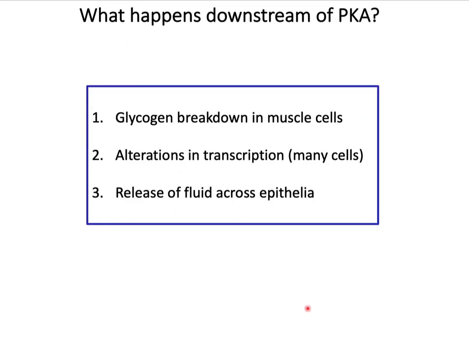So up until now, all cells that are signaling through the G protein coupled receptors do the same thing. They activate adenylyl cyclase, you have accumulation of cyclic AMP, and then finally activation of protein kinase A or PKA. So what happens downstream of PKA depends on cell types. And we are going to look at 3 examples of what happens downstream of PKA. So in muscle cells, we observe glycogen breakdown. In many different cell types, we can see alteration in transcription. In epithelial cells, we observe the release of fluid or passage of fluid across the epithelial layer. So let's look at each of these individually.